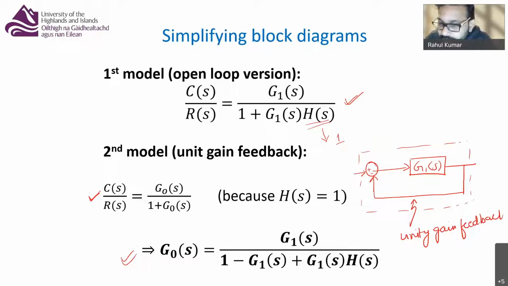So what you have to do is first calculate the value of G0 using this formula, using your G1. Here H of s will be 1. And then substitute the value of G0 in this formula to calculate your overall gain or your equivalent transfer function.